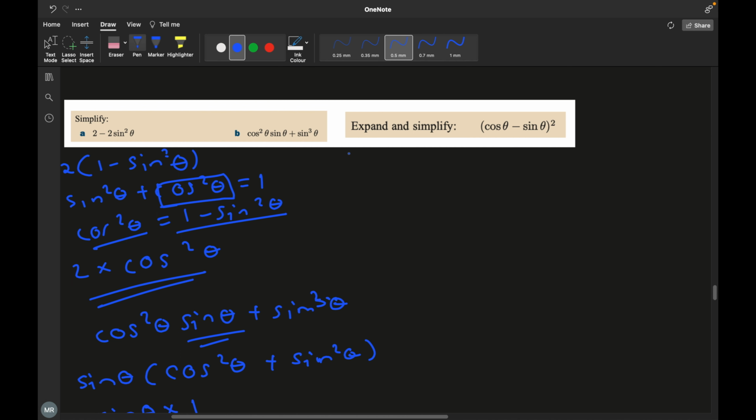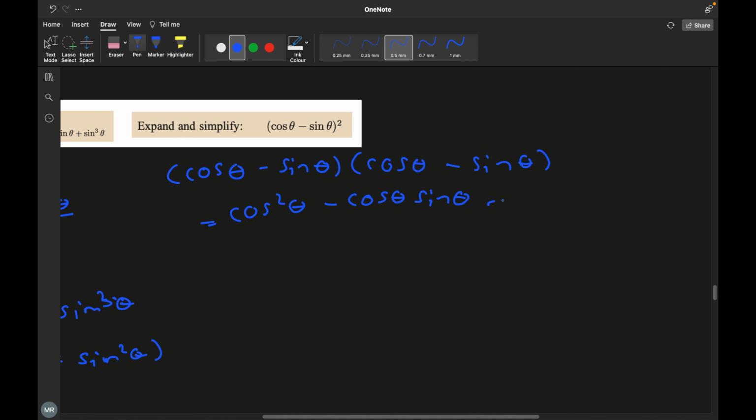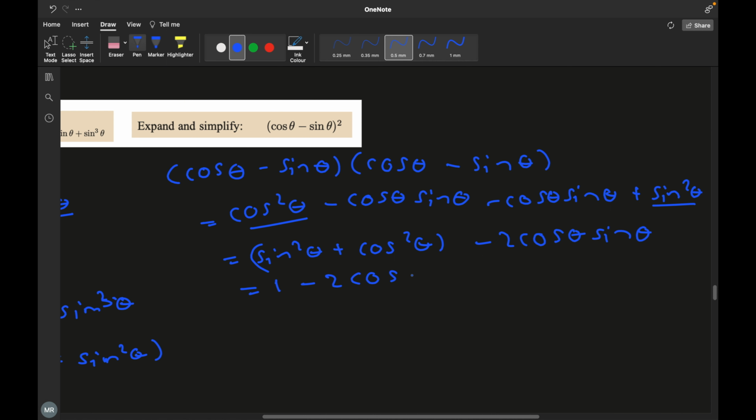So now let's solve this one. Expand and simplify this. This essentially is this, minus sine theta. Let's multiply this by this. It's going to be cos squared theta minus cos theta sine theta, again minus cos theta sine theta plus sine squared theta. Let's bring this together. Minus 2 cos theta sine theta. We know that sine squared theta plus cos squared theta is 1. So we get 1 minus 2 cos theta sine theta. This is in its most simplified form.